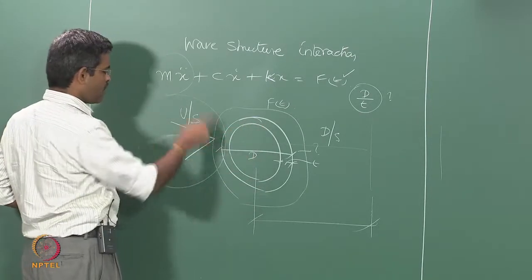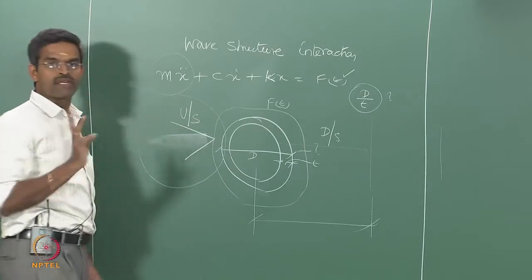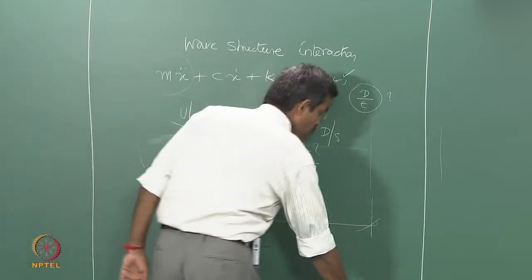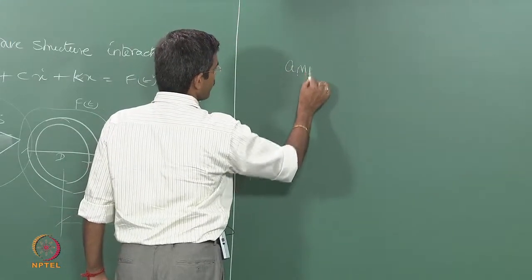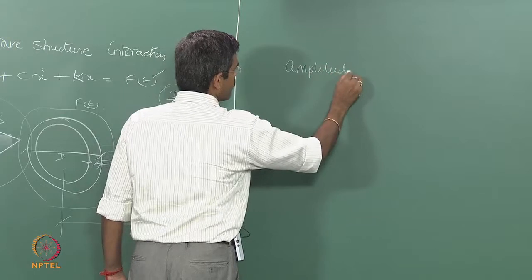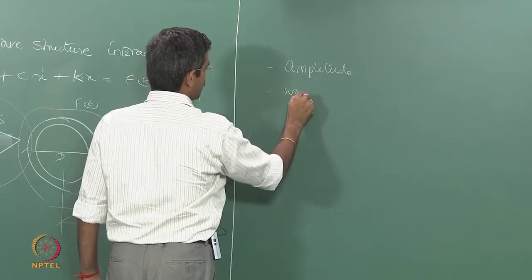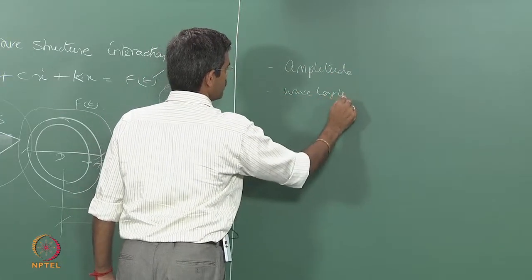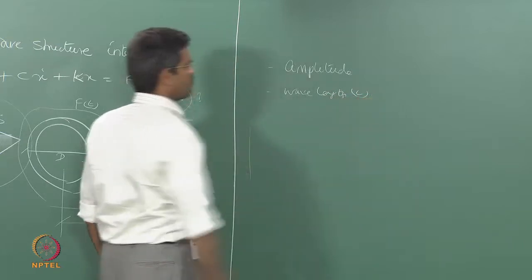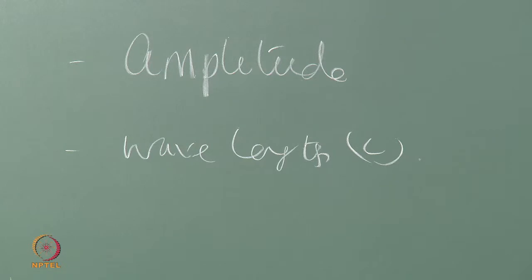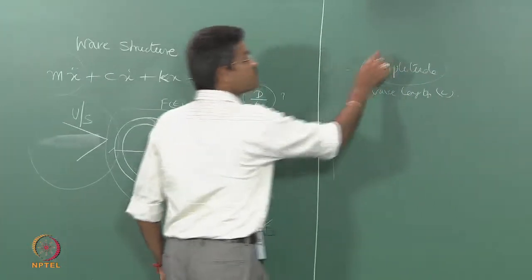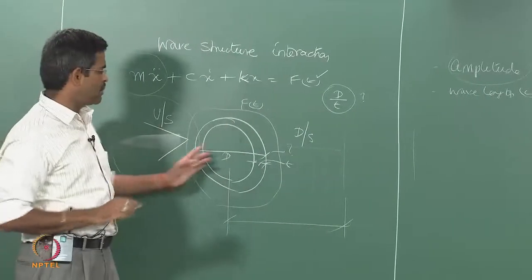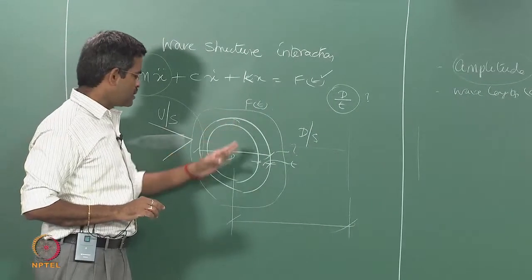because the characteristic of the wave is quantified by two items. One is of course the amplitude, the other is of course the wavelength. Wavelength in the sense of wave period actually, as you know wavelength and period are related. Amongst these two parameters already we just now said that wave amplitude is considered to be relatively small compared to the diameter or characteristic dimension of the member.